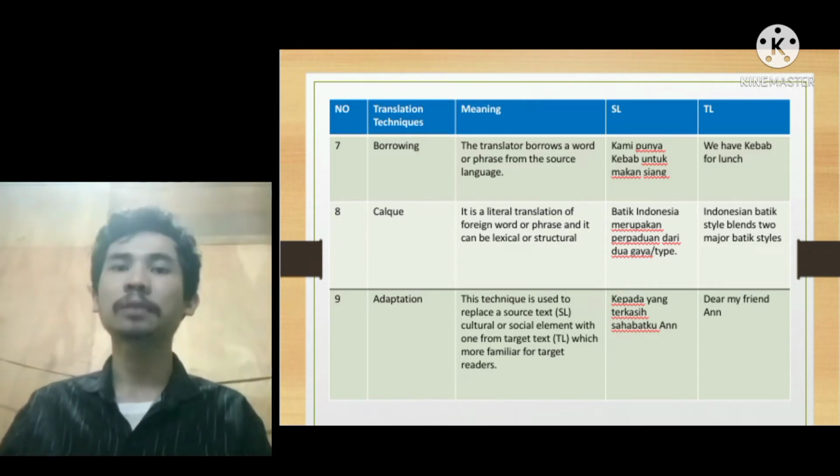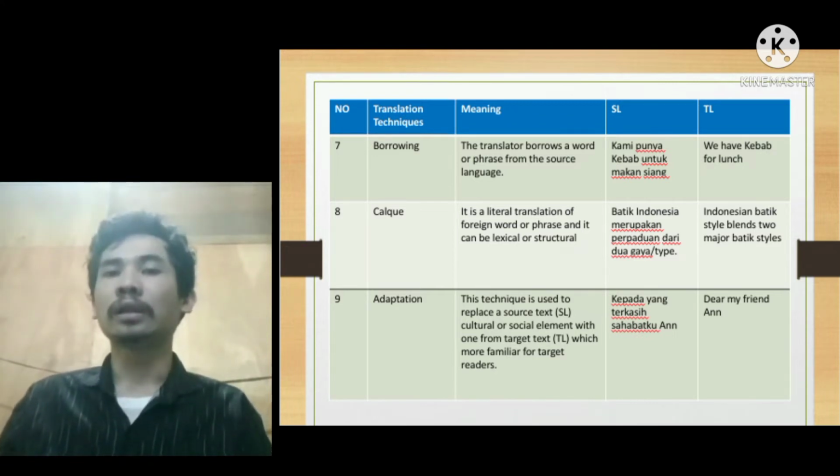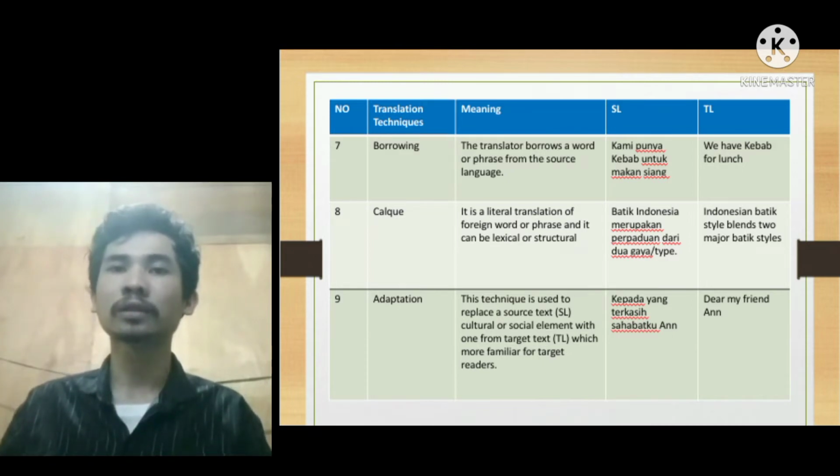Adaptation. Adaptation technique is used to replace a source text's cultural or social elements with one from the target text, which is more familiar for the target readers. An example in source language is "kepada yang terkasih, sahabatku An", and the target language is "dear my friend N".